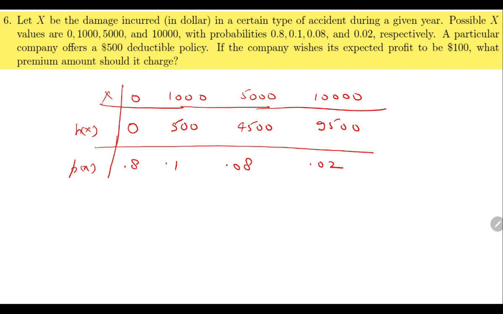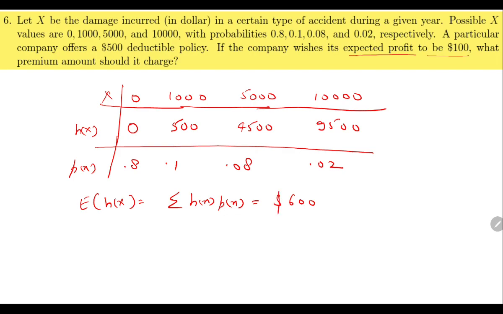Now if the company wishes its expected profit to be $100, then what premium should it charge? For the profit to be $100, first you need to see how much the company has to pay on an average accident, because there are only 4 cases. So average means you have to find the expectation of h of x, which is summation h of x and p of x, which comes out to be 600. Do this calculation by yourself.